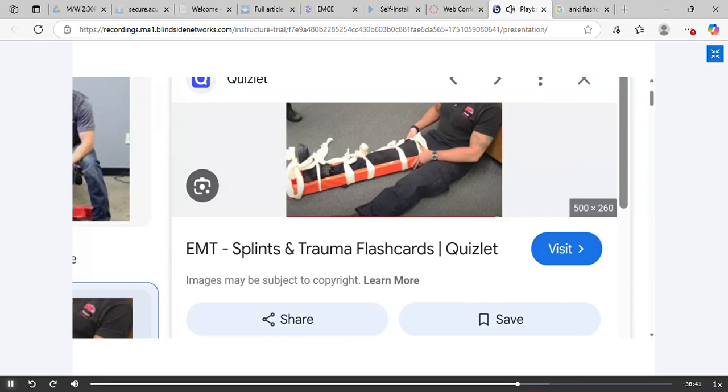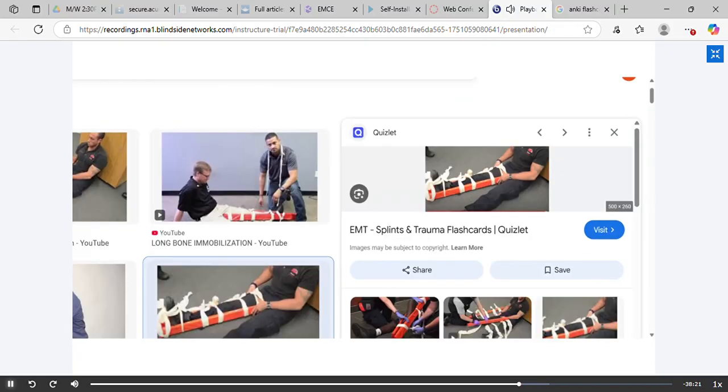Okay, so if it's a joint, then I want to immobilize and secure the bones above and below that joint to keep the joint from doing its normal range of motion. And if it's a long bone, then I want to secure the joints above and below the long bone to make sure that those pieces of that bone, again, don't move and shift and all that kind of stuff.